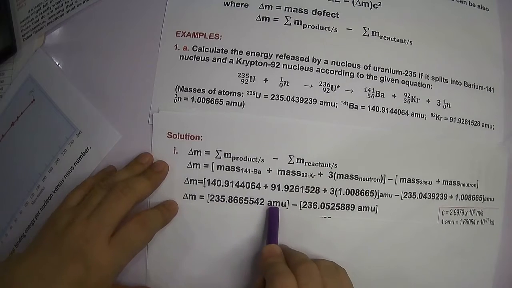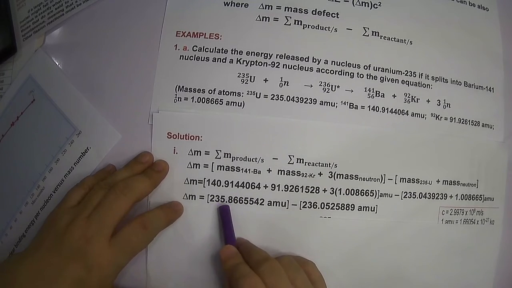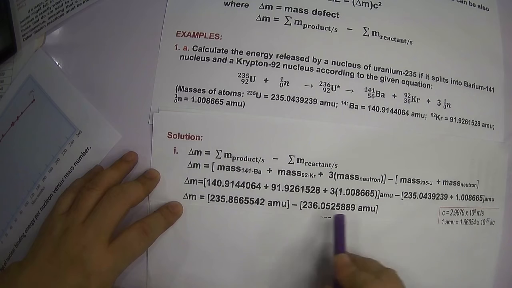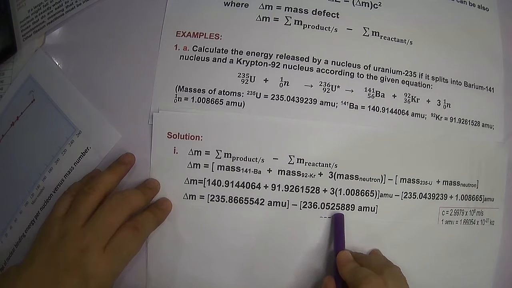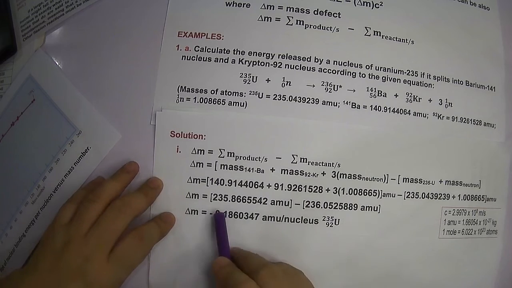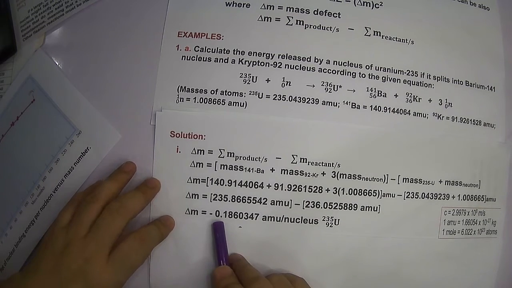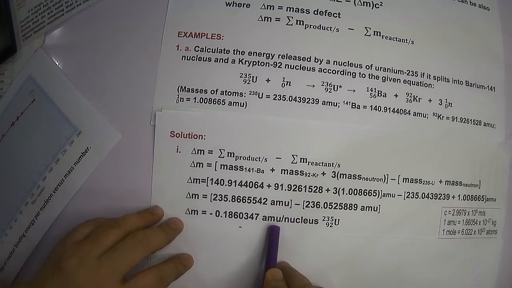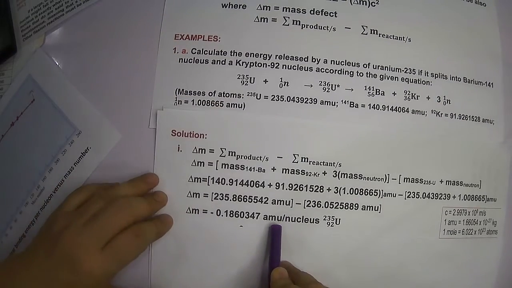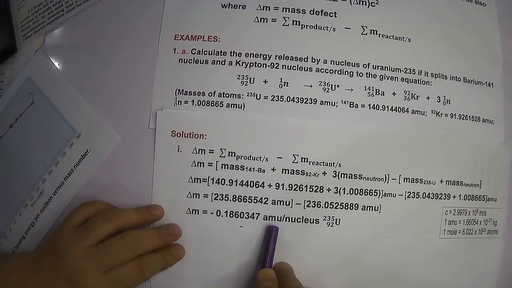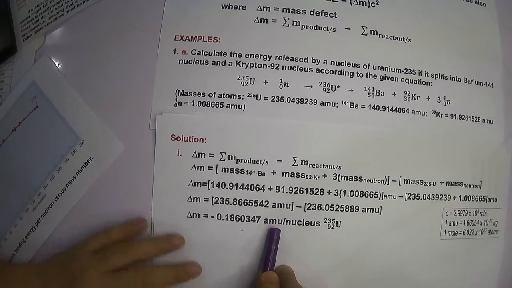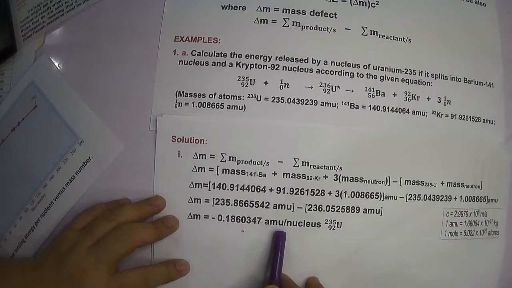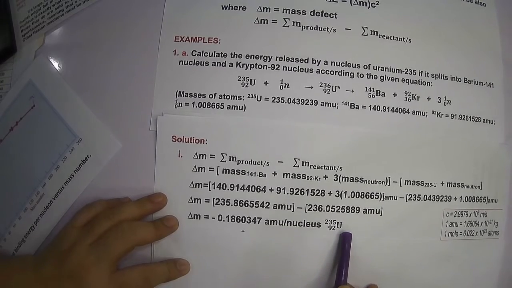So the product would have a sum of 235.8665542 atomic mass units, and the sum of the reactant is 236.0525889 atomic mass units. So the difference is negative. That means this is exothermic. The fission reaction is exothermic, and that is the energy that is used in some nuclear plants. So it is negative 0.1860347 atomic mass units per nucleus of uranium-235.